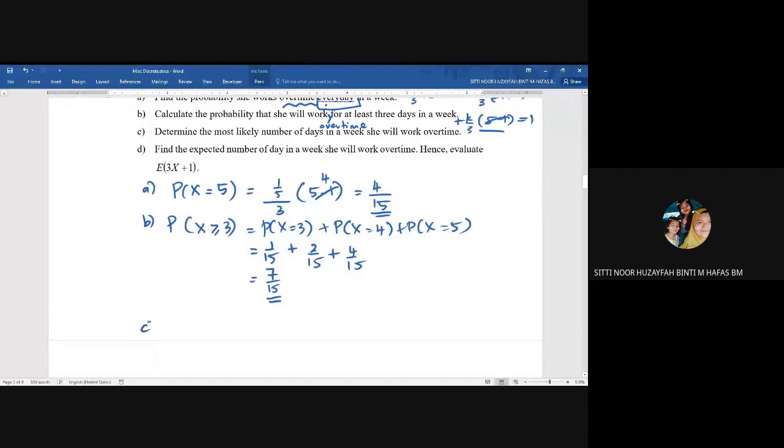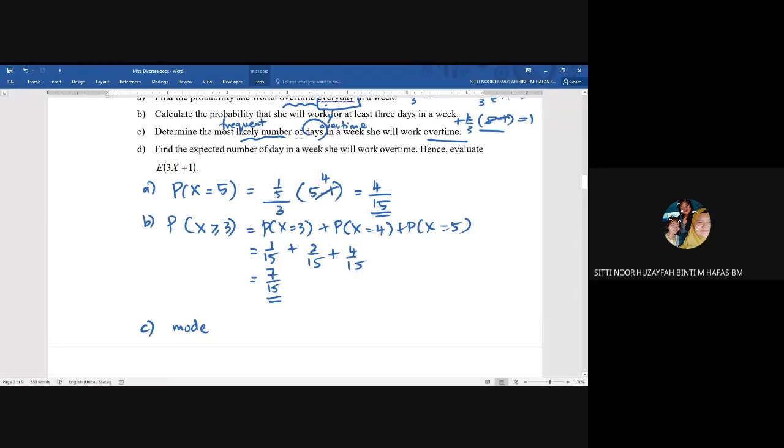Now, for question C. Determine the most likely number of days in a week she will work overtime. Most likely is equivalent to what? It's a synonym with the most frequent. Betul tak? Frequent. So, number of days she works overtime frequently. So, what we need to do? We have to determine the mode. Okay, this is actually talking about the mode. So, how do we know the mode? We have to find the probability, the highest probability, and that value of x will be the mode.